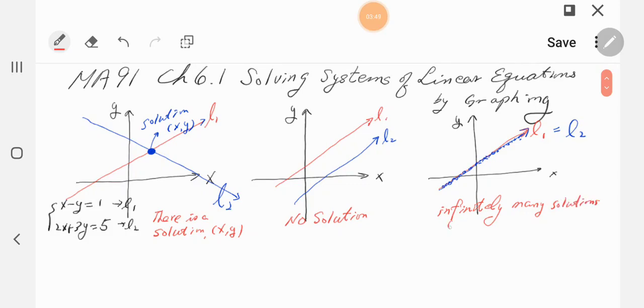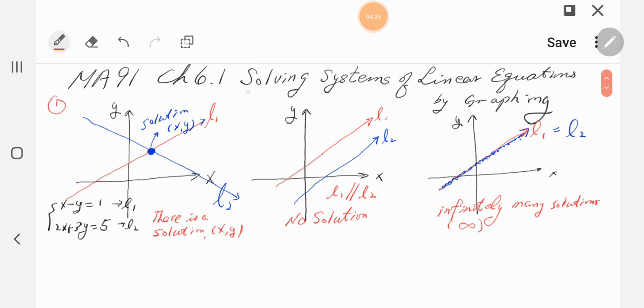We use the infinity symbol for this. So if two equations, line 1 and line 2, are exactly the same, identical, then there are infinitely many solutions. And if two lines are parallel, then there's no solution. Otherwise, if the two lines are neither parallel nor equal, there is exactly one solution. So there are three types of systems of linear equations.